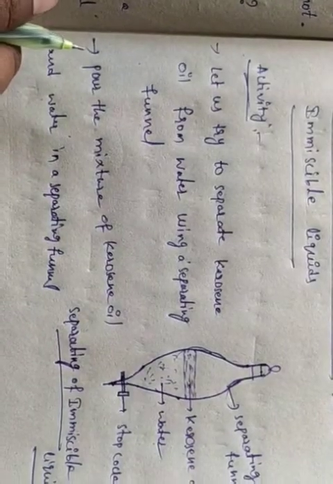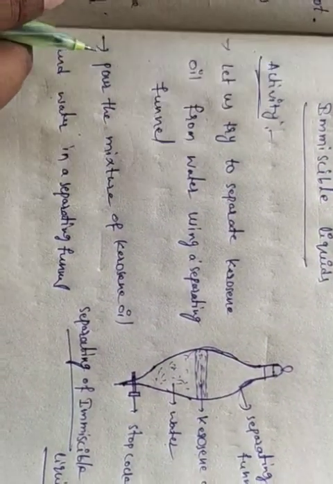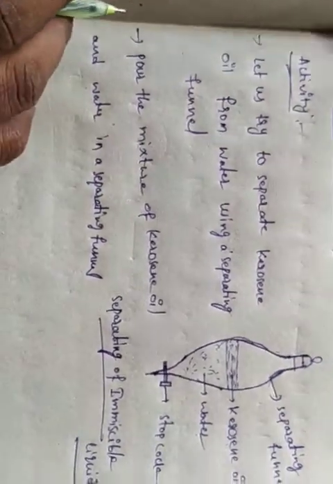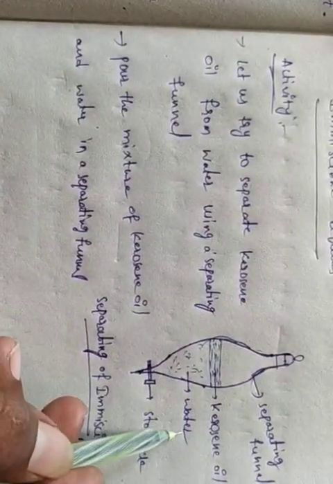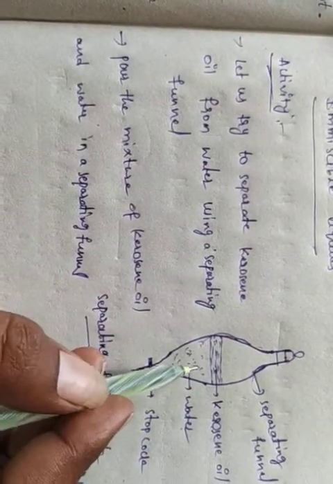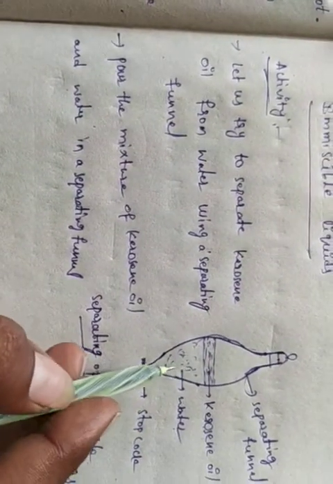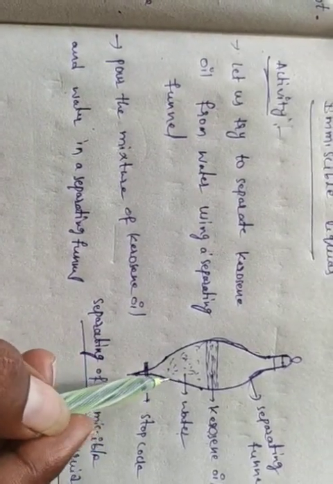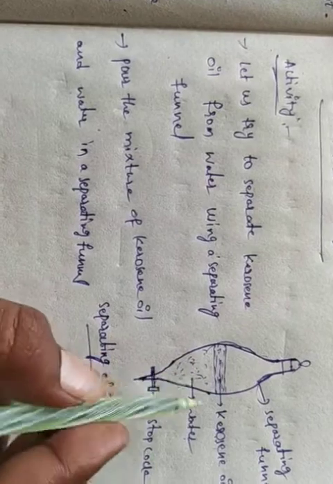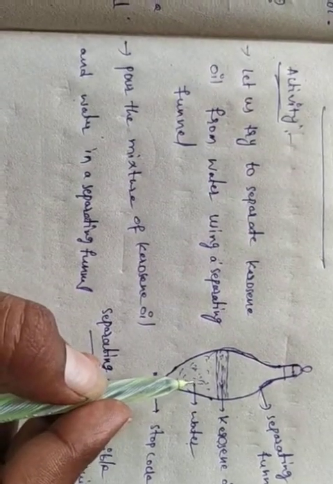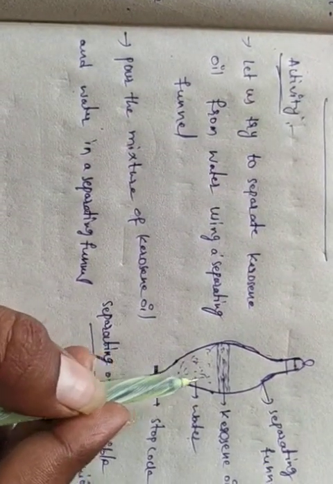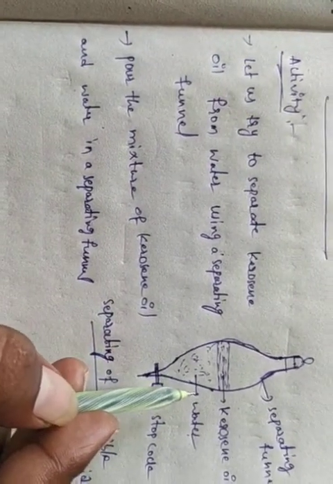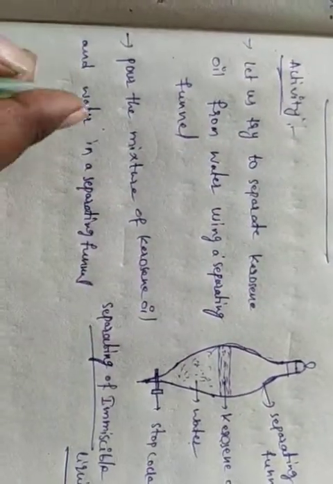And let it stand undisturbed for some time so that separate layers of oil and water are formed. We pour the mixture of kerosene oil and water into the separating funnel. After that we leave it undisturbed for some time so that separate layers of oil and water will be formed. When we leave the separating funnel undisturbed, two layers will be formed. One is a kerosene oil layer and another one is a water layer.